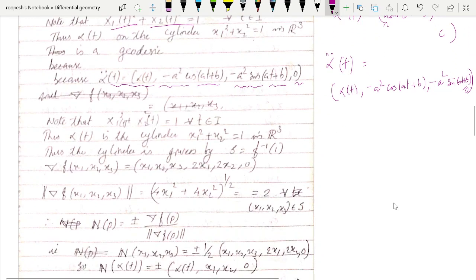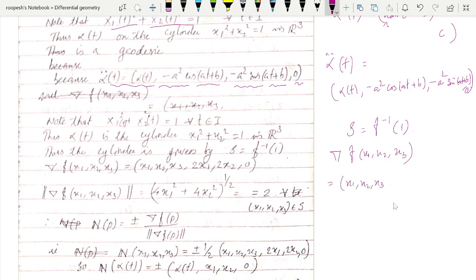Now alpha of t is on the cylinder, as we have said. Thus the cylinder is given by S equal to F inverse of 1. So we can calculate del F of x1, x2, x3. What do we need this for? Because we know that the normal space is spanned by del F of P. So that's why we are finding this. Del F of P is again x1, x2, x3 comma, which reduces to 2x1, 2x2, 0.